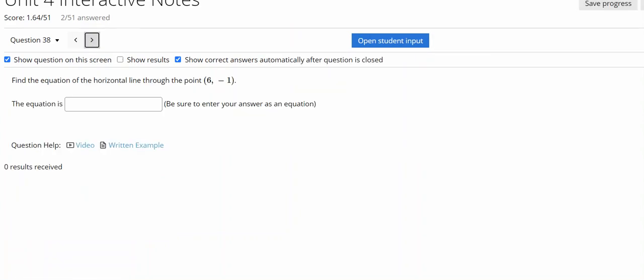Okay, last question. Similar to the one you guys have already done. So on this one, we're saying find the equation of the horizontal line through the point (6, -1). So I'm not going to give you any more info than that. I'm going to let you guys just try this one from there. So I'll open it up now.